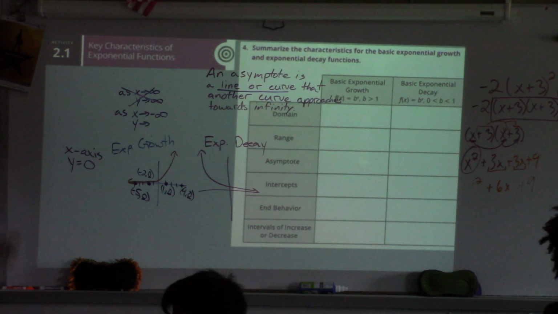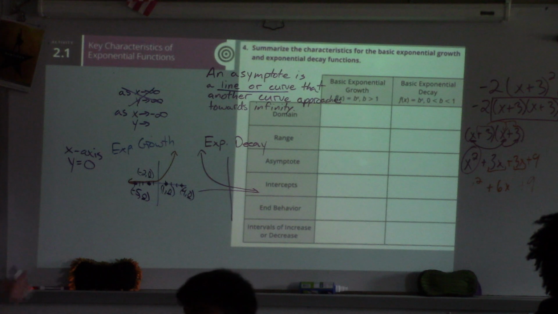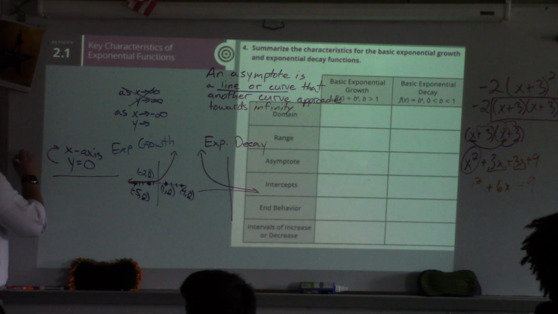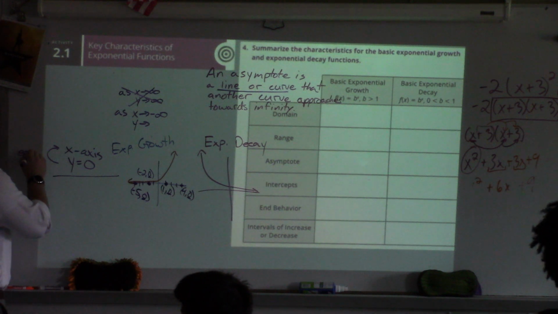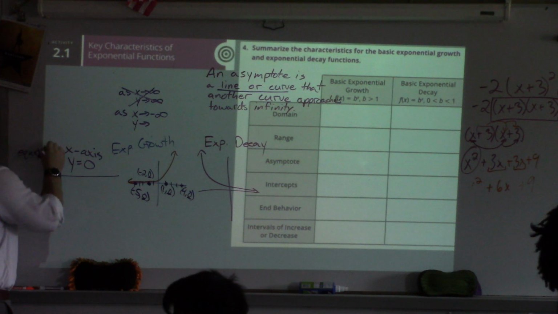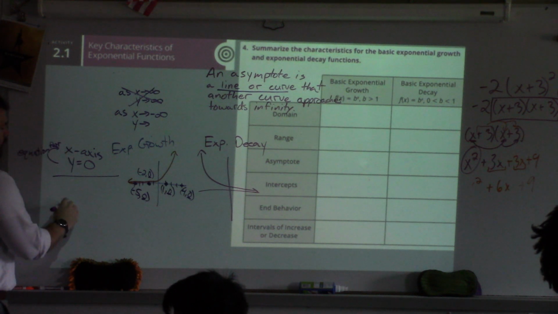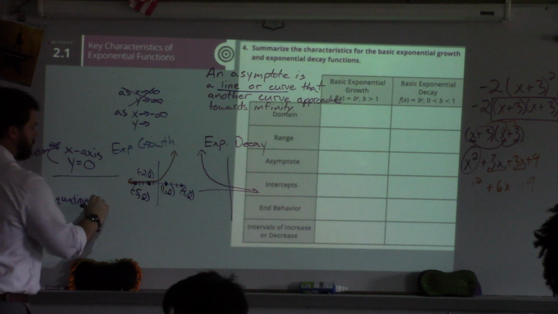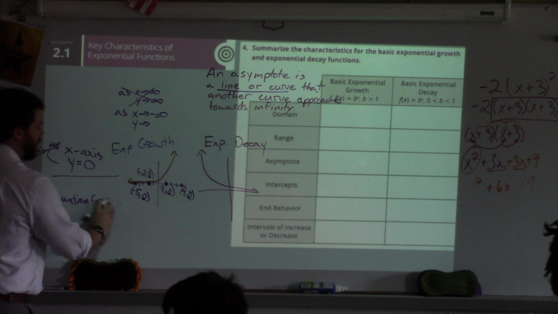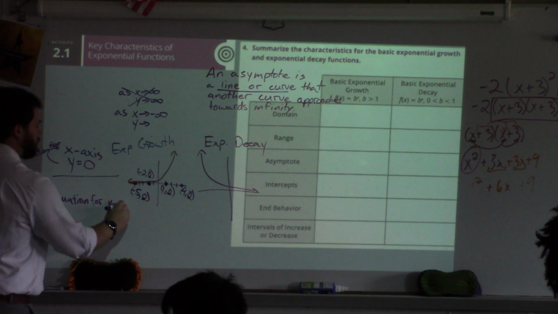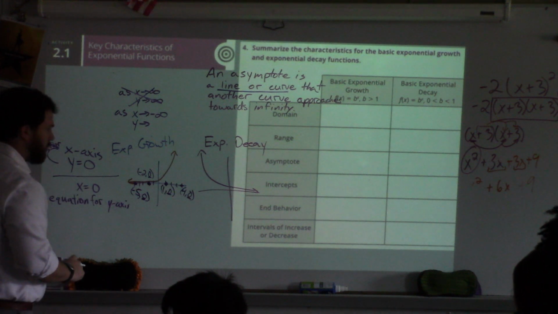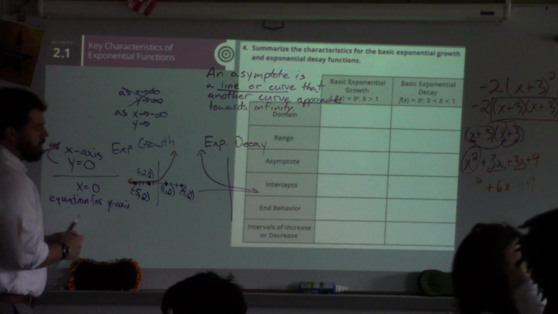So, I will bring this up because this will matter in the future. So, what would be the equation for the y-axis? X equals 0, I guess. That would be logical, wouldn't it? Yeah. So let's check it. Again, this will matter for future lessons.